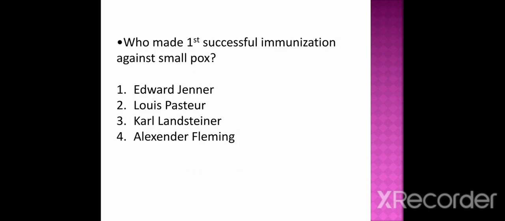The next question is, who made the first successful immunization against smallpox? The first option is Edward Jenner, second option is Louis Pasteur, third option is Karl Landsteiner, and the fourth option is Alexander Fleming. And the correct answer is Edward Jenner. Jenner had used material from cowpox lesions to protect people against smallpox.